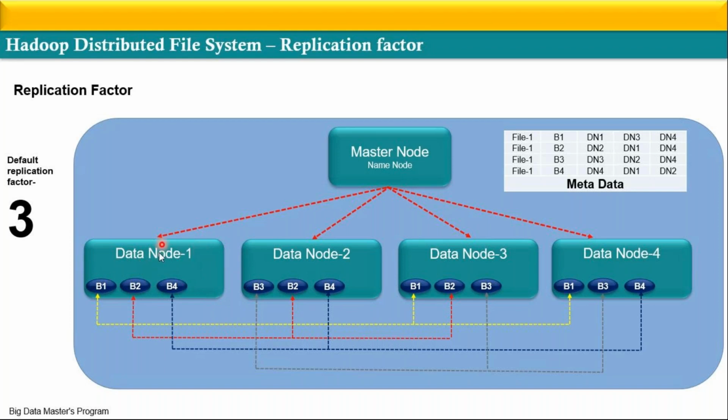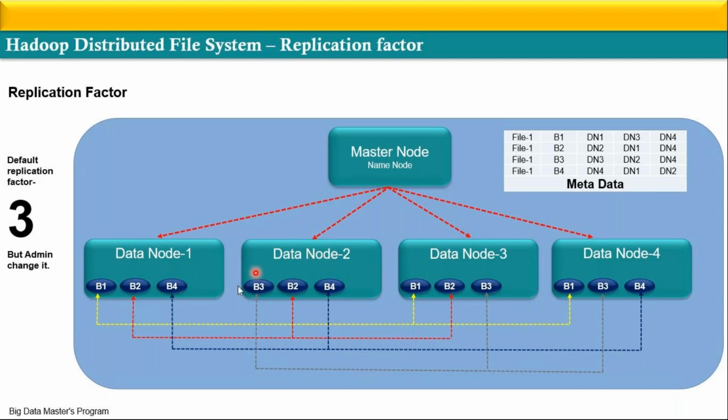Like if data node 1 is down, or the connection has been lost because of any issue, the data which is there in this particular node can be recovered from another node. Say block 1 is available over here, block 2 is available over here, block 4 is available over here. So we have replicas of the blocks, and with the help of the replication factor, which is by default 3 in the world of Hadoop, we will be able to recover the data.